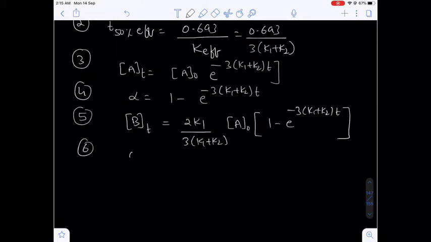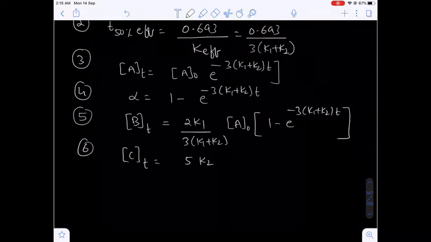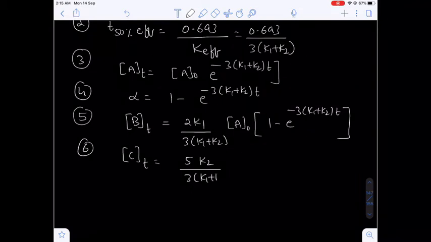Now what will be the concentration of product C at a time interval T? So what is the stoichiometry of the C? 5. And what is the rate constant for the formation of C? That will be K2 whole divided by what will be the K effective? 3 times of K1 plus K2 into what is the initial concentration of reactant? That will be A0 (1 minus e to the power of minus K effective), that is minus 3 times of K1 plus K2 times of the time period.